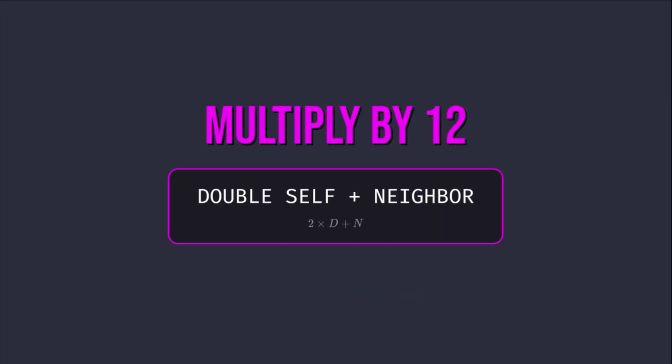Multiplication by 12 utilizes the rule double the digit plus neighbor. As before, zero placeholders frame the number. We start from the right. For each digit, we double its value and then add the digit immediately to its right. Any carry from the previous step is included before the addition of the neighbor.